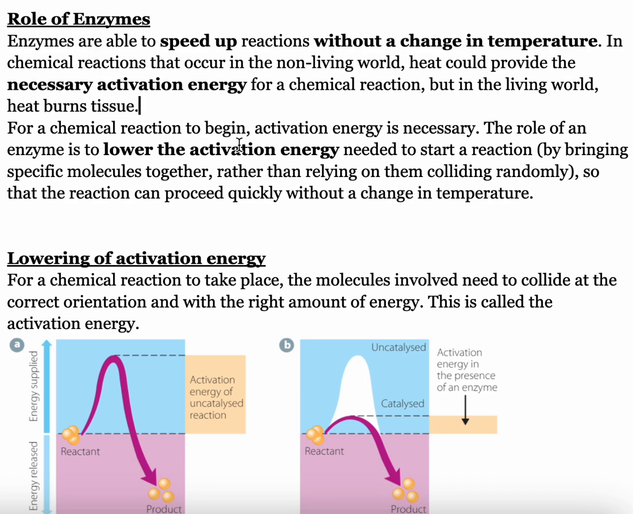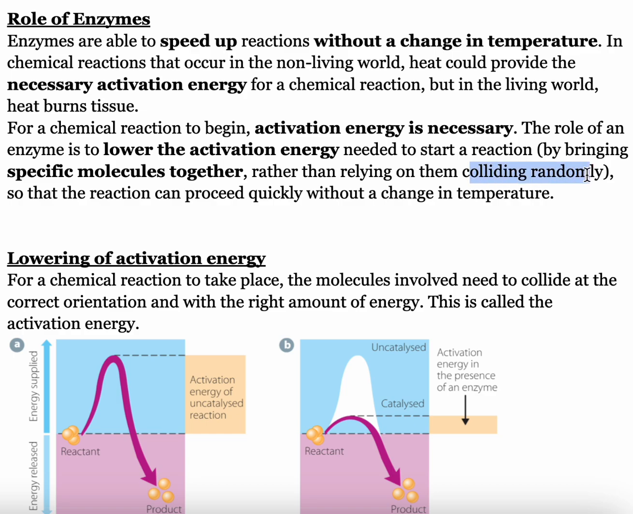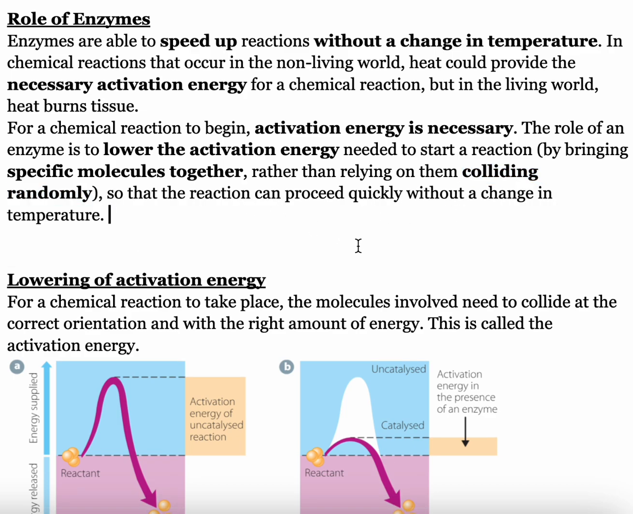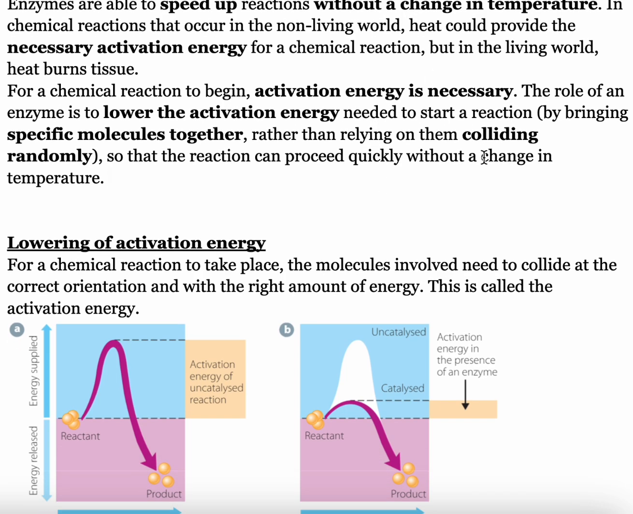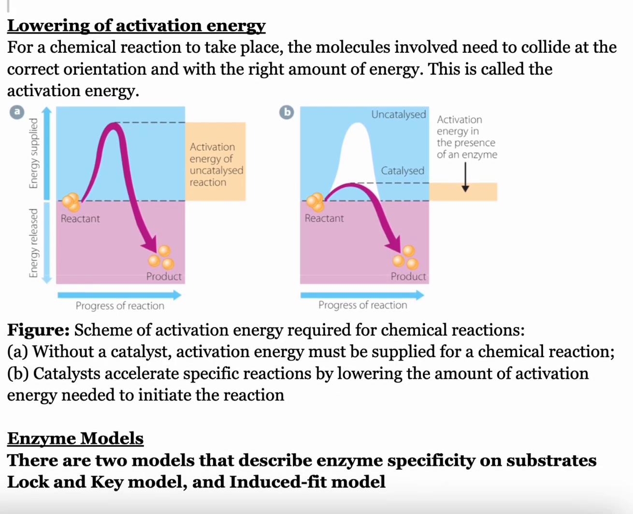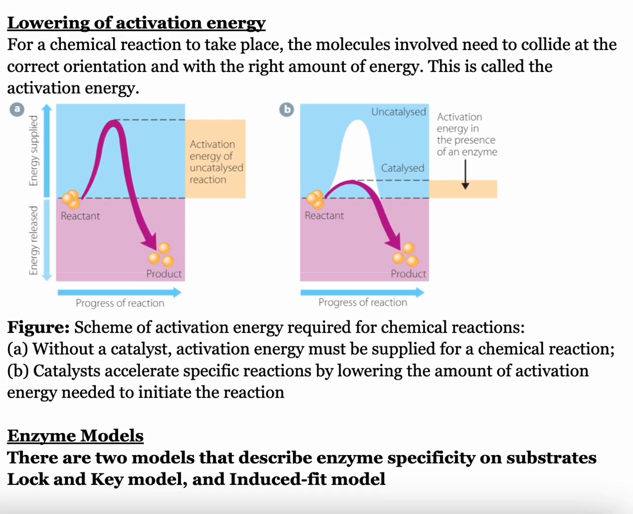For a chemical reaction to begin, activation energy is necessary. The role of an enzyme is to lower the activation energy needed to start the reaction by bringing specific molecules together rather than relying on them colliding randomly, so that the reaction can proceed quickly without a change in temperature. This is good. So lowering the activation energy.